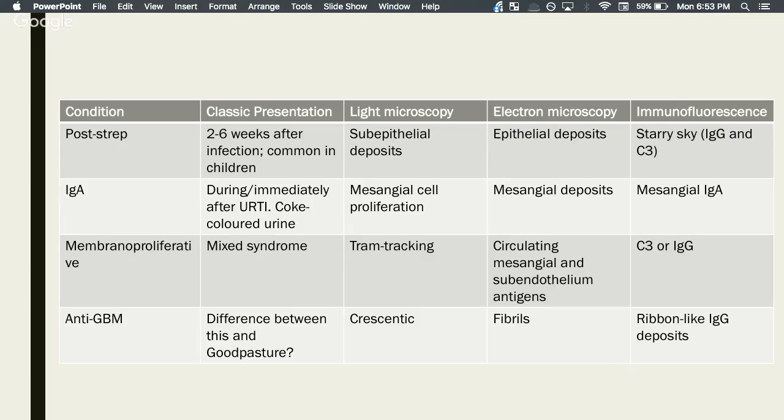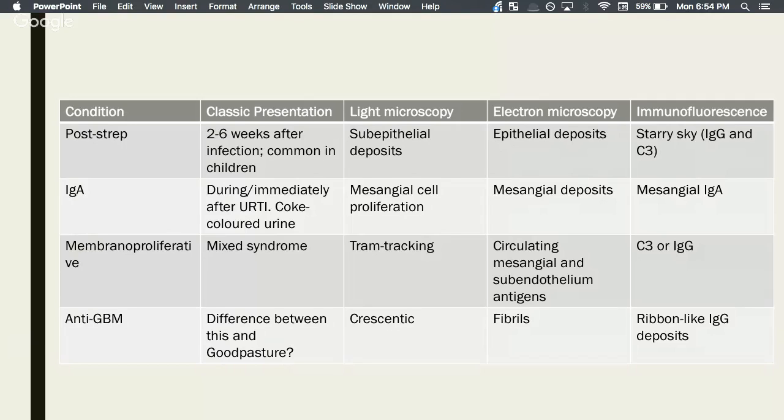So now you have your post-strep. That comes 2 to 6 weeks after an infection, and it's most common in children. You have subepithelial deposits on light microscopy, but I think the thing to remember most is your starry sky on immunofluorescence. That's your classic buzzword. But if you have a kid coming in 2 to 6 weeks after some sort of infection, generally a respiratory infection, they have post-strep.